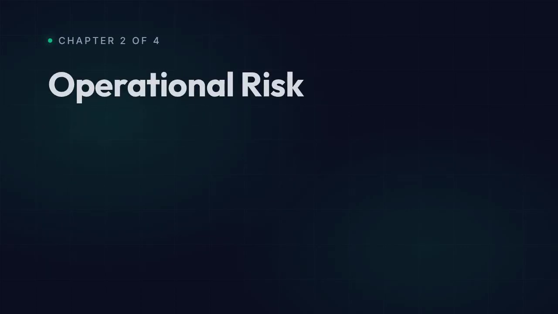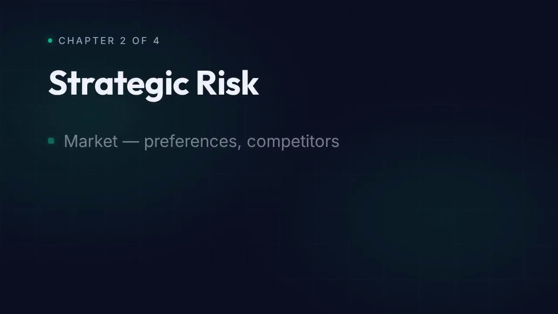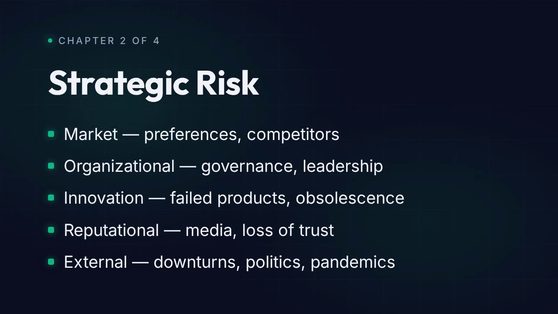Next, operational risk in the broader sense. These come from failures in processes, systems, or people. Process risks, inadequate procedures or controls. Technology risks, system failures, cyber attacks, data breaches. This category has exploded in importance over the last decade. Human risks, key person dependency, errors, misconduct. If only one engineer knows your billing system, that's a human risk. Supply chain risks, vendor failures and delivery delays, and compliance risks, regulatory violations and legal exposure.